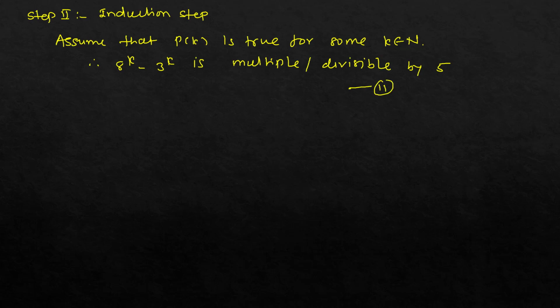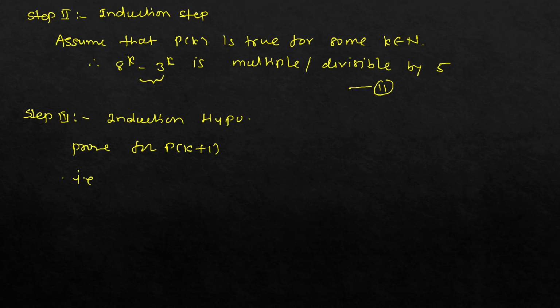Same equation, where is it going to be used? For step number 3. So what is step number 3? Step number 3 is induction hypothesis. So here we have to prove for what? P of k plus 1, that is 8 raised to k plus 1 minus 3 raised to k plus 1 is multiple or divisible by what? 5.